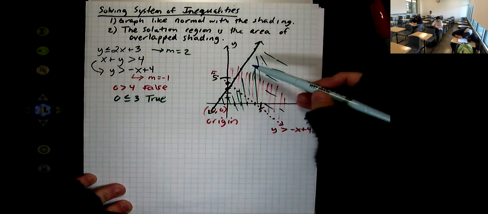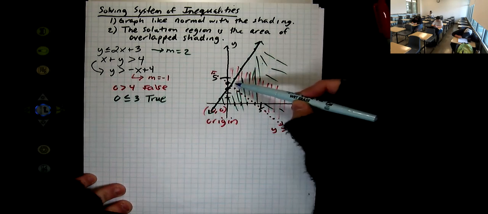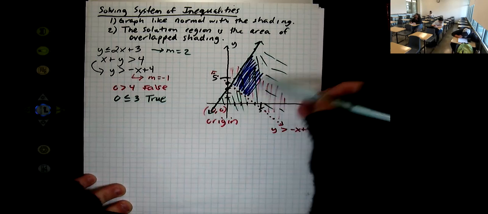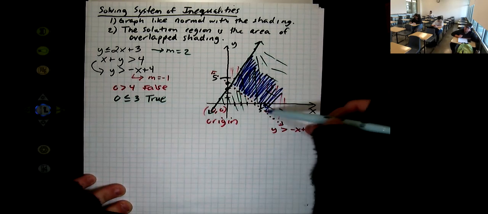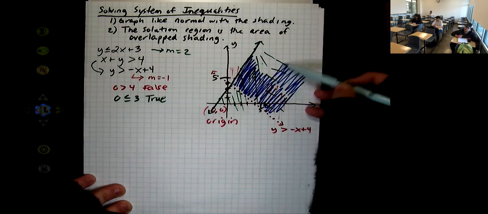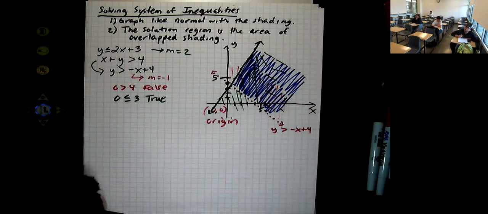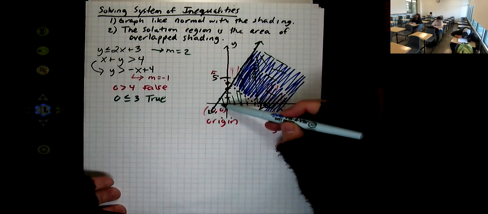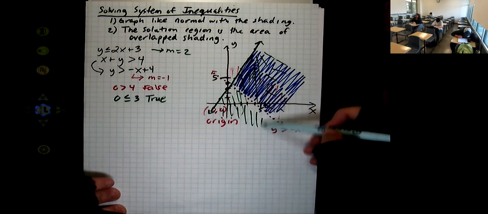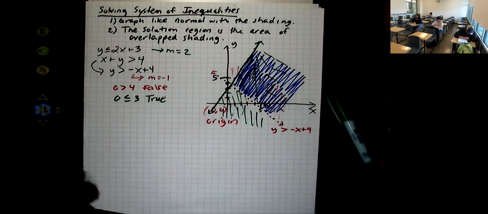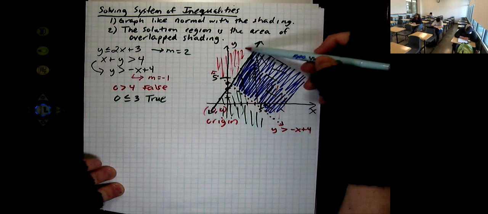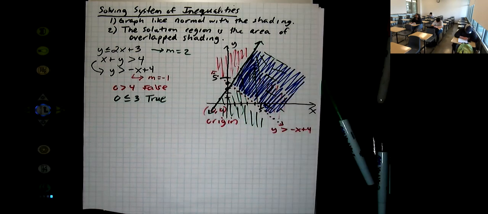So where they overlap is right here, right? That covers both. There is green stuff down here, but there's no red with it. And there is red stuff up here, but there's no green with it. So the blue area is the area of overlap.